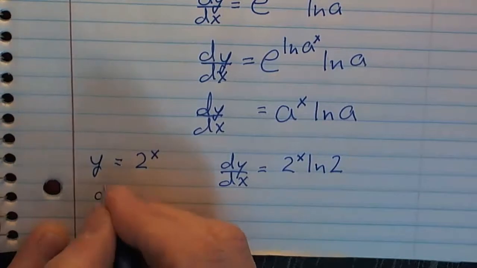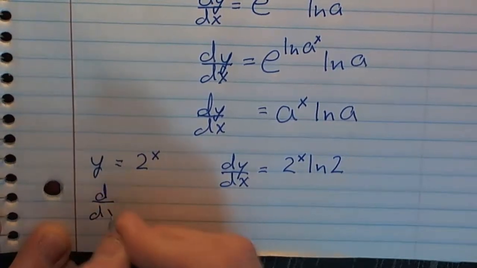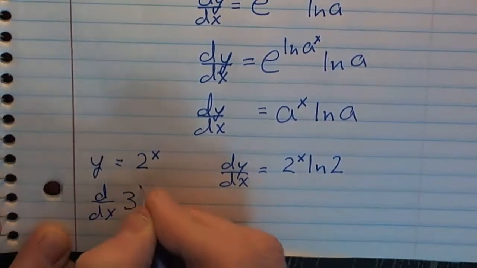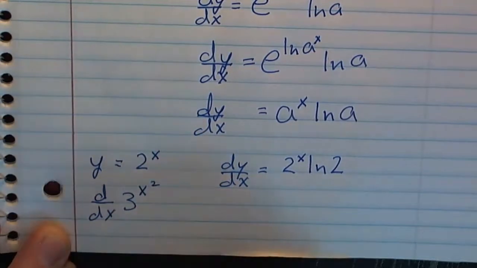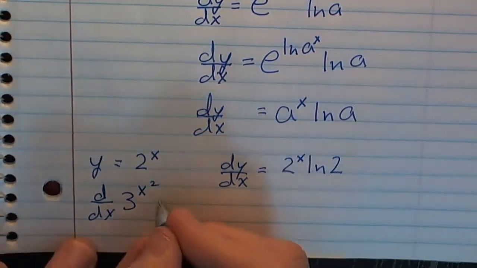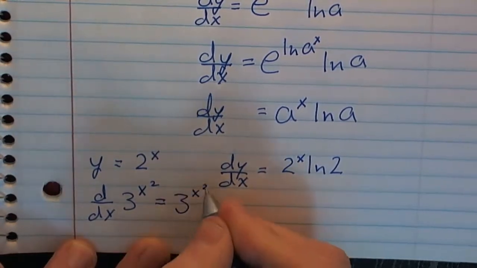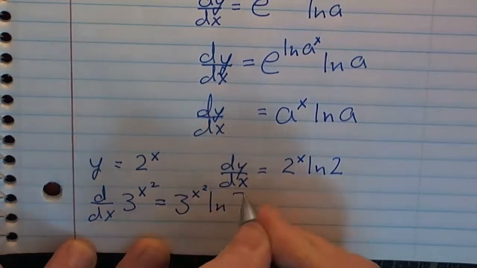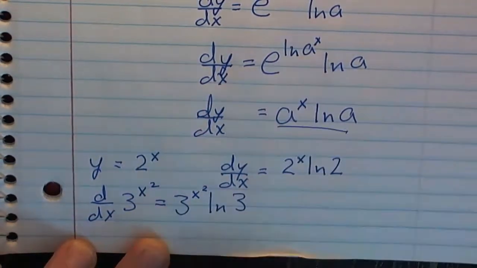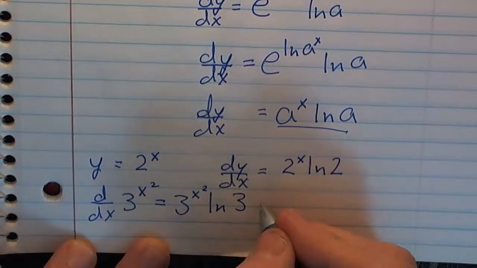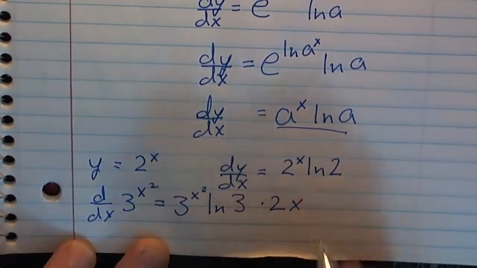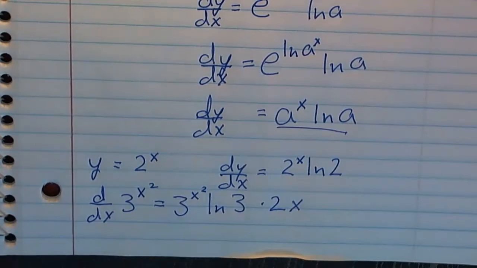So for example, let's suppose that we want the derivative of 3 to the x squared, something like that. Okay, so we still take the derivative of the exponential part. That's going to be 3 to the x squared log 3. See, just using this formula right here. Now times the derivative of the top, which is 2x. And there we have the derivative.